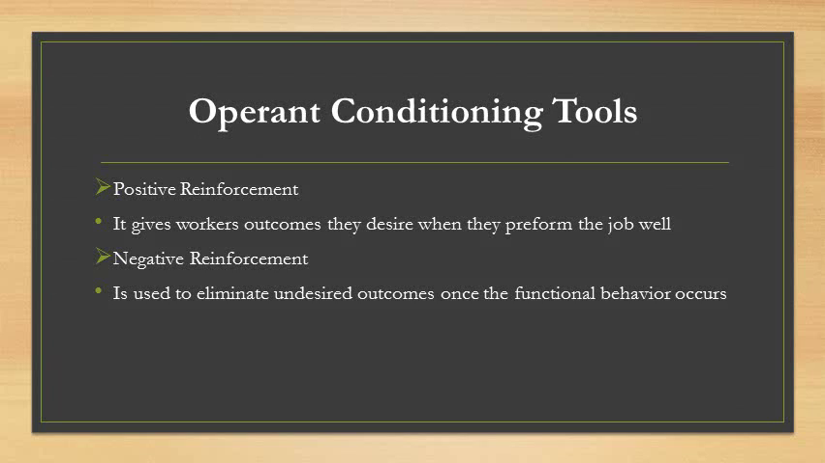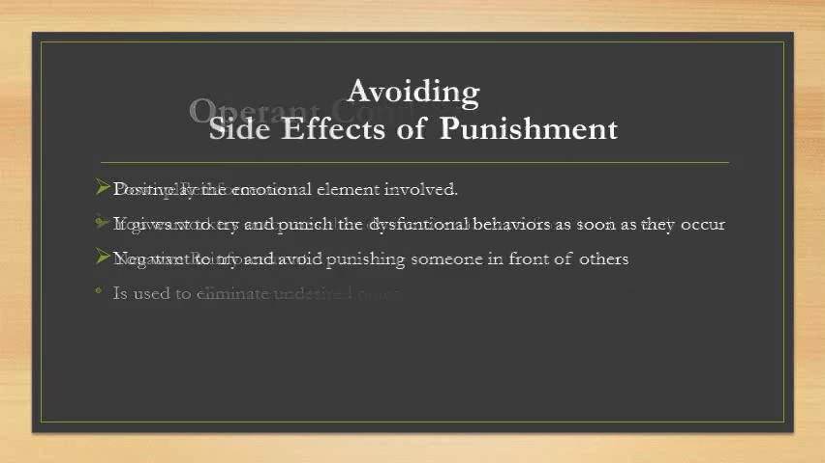Negative reinforcement is used to eliminate undesired outcomes. Say a worker keeps coming in late and doesn't turn in his work on time. That's when undesired outcomes should be applied. Basically, the worker should be punished. Avoiding the side effects of punishment. You do not want to punish someone in front of the other employees. This will look bad on the employee and hurt his self-esteem. You want to try and punish the dysfunctional behaviors as soon as they occur.